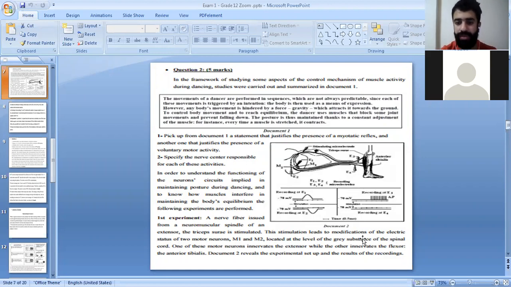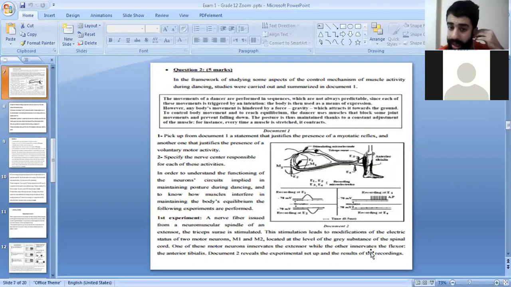This stimulation leads to the modification of the electric status of the two motor neurons, M1 and M2, located at the level of the gray substance of the spinal cord. One of these motor neurons innervates the extensor, while the other innervates the flexor, the anterior tibialis. So extensor, triceps; flexor, anterior tibialis, or tibialis anterior. Document 2 reveals the experimental setup and the results of the recording.